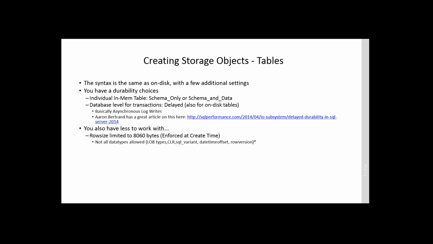So you also have less to work with. You have an 8060 byte row size. And in the current version, this is enforced at create time. This means you certainly can't have large object types. They don't allow CLR, they don't allow SQL variant, datetimeoffset, and rowversion. The asterisk is there because certainly large objects are allowed in the upcoming version. You have to question though, how much stuff do you want to stuff into RAM? And if you put a varchar max column and you say, put this in RAM every time, maybe if it's just because it's 10,000 bytes, it might be a good idea.